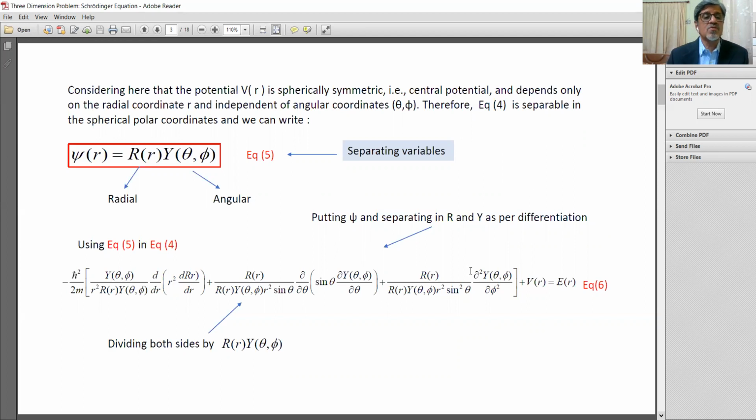And we do another process also. We divide the whole equation by R(r) Y(θ, φ). So every term is divided by R(r) Y(θ, φ). Now you will see that Y(θ, φ) in the numerator and Y(θ, φ) in the denominator will cancel out. Here R(r) in the numerator and R(r) in the denominator will be cancelled out. Again here R(r) and in the denominator R(r) will be cancelled out. And here we already wrote ψ(r), again divided by R(r) Y(θ, φ), so that will be cancelled out, and the only remaining part is V(r), and that is again E. And now we come to the next slide.